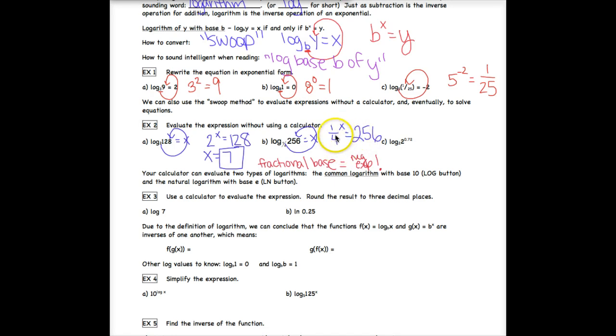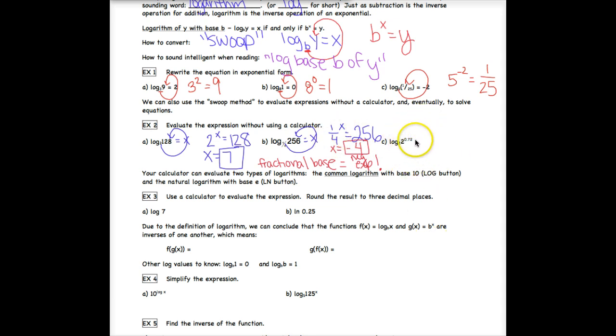So 4 to what power equals 256 would be 4. 4 to the 4th equals 256. So that means that if I use the negative 4th power, that would give me 256 from a base of 1/4.